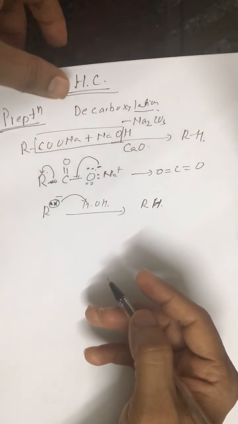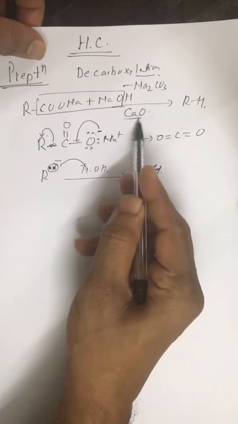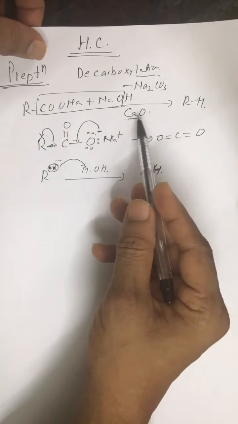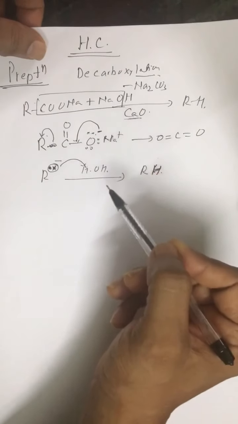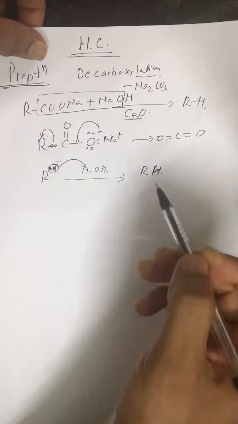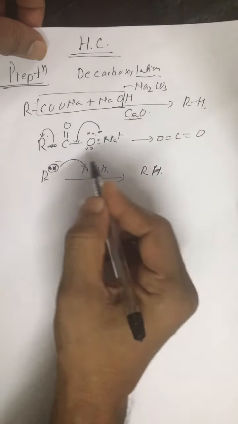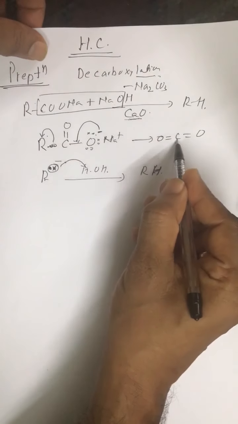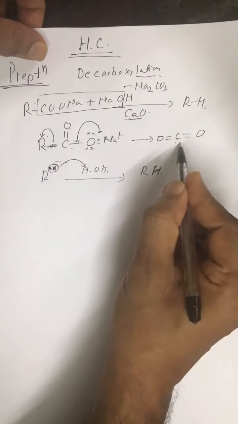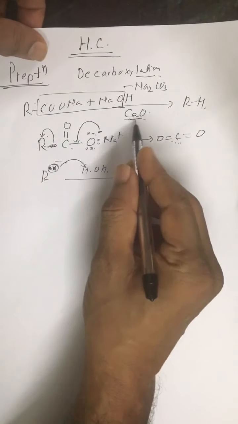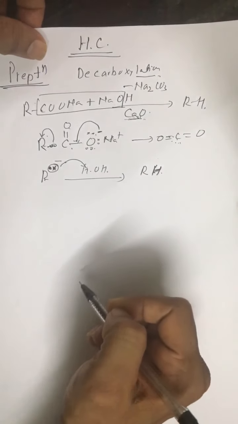In decarboxylation using soda lime, the function of CaO is to keep the NaOH dry. Also, this R negative can again react with CO2 to give RCOO negative. To prevent this, calcium oxide is added, which combines with CO2 to give CaCO3.